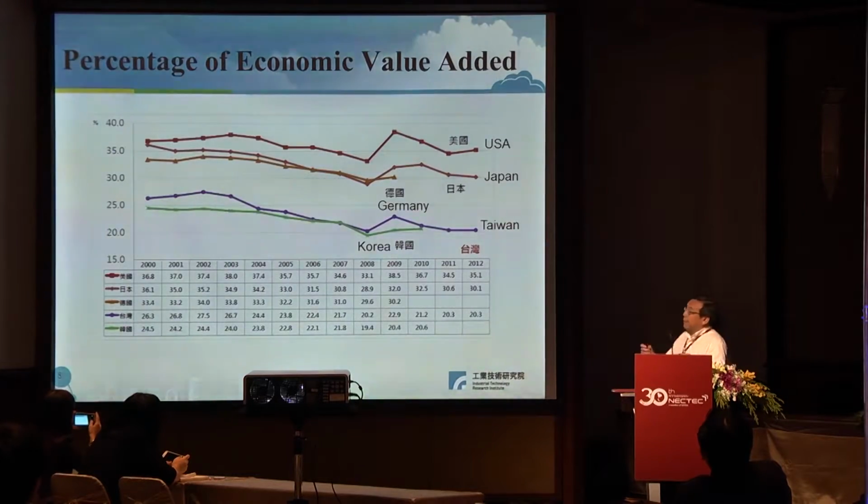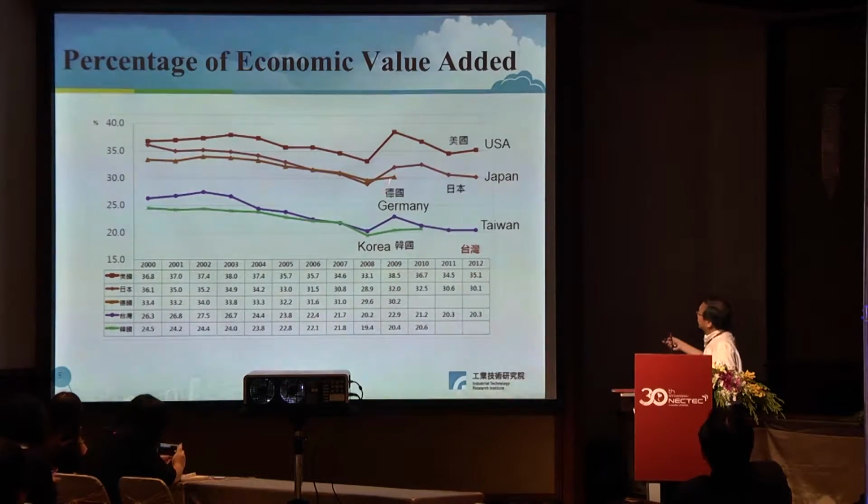And then, of course, from the entire country's industrial development point of view, we want the economic value added to the industry to be as big as possible, right? So here it shows five countries: USA, Japan, Germany, Taiwan, and Korea. And of course, these are the leading countries in the world.